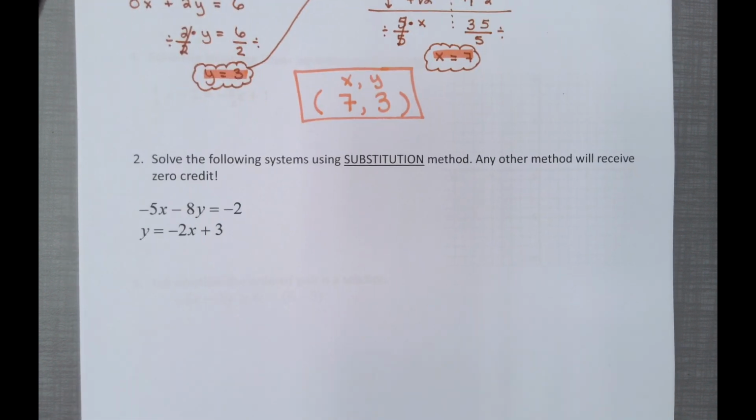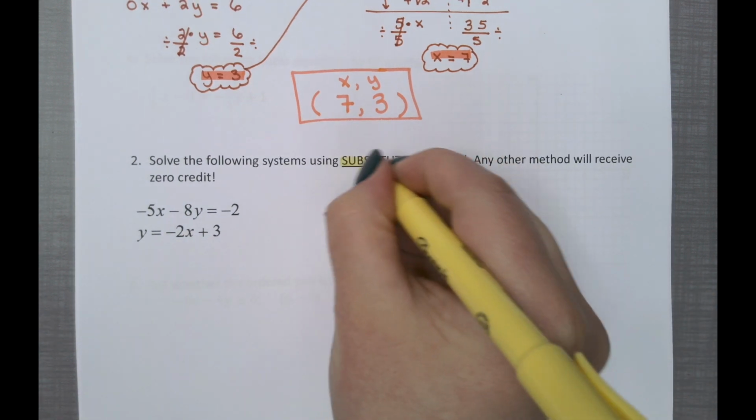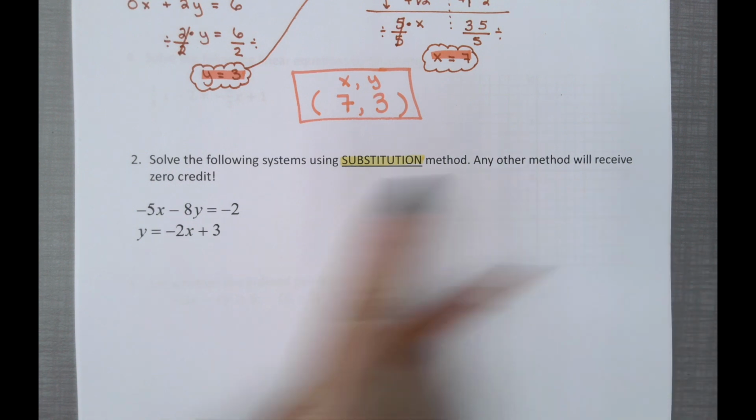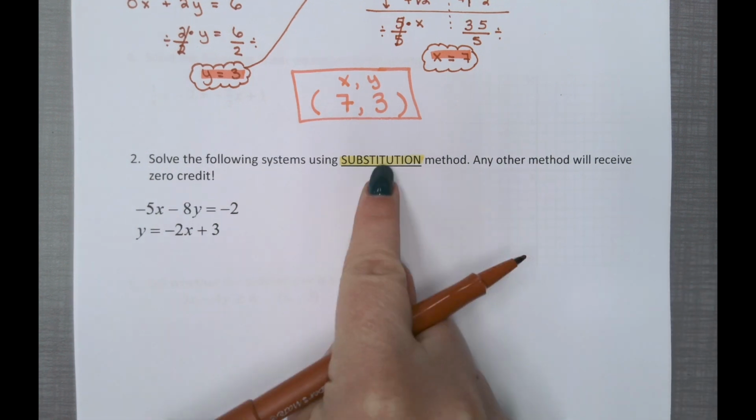Moving forward to question number 2. Question number 2 is asking us to solve the system using substitution. This is a level 2 question because both are not equal to y. We have one of them equal to y, the other one is not. Any other method will receive 0 credit, so make sure you are using substitution.